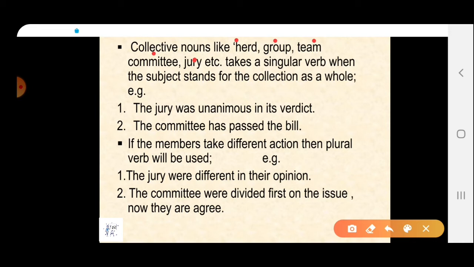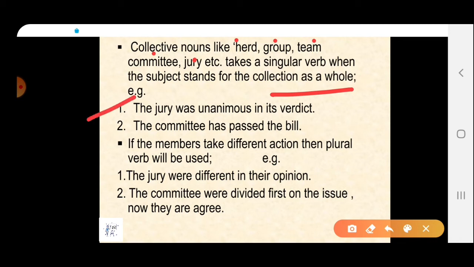Next is collective noun like herd, group, team, committee and jury, etc. Takes a singular verb when the subject stands for the collection as a whole. Means if the team is playing together for a country, that will be considered a team. If the players are playing differently and for the different countries, then they will be taken as plural.